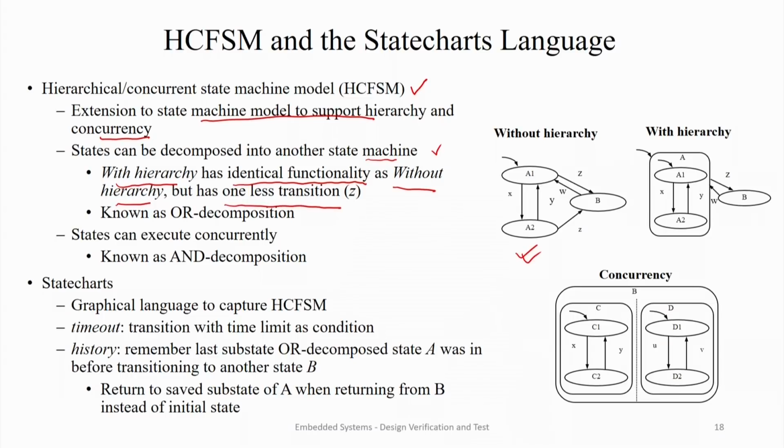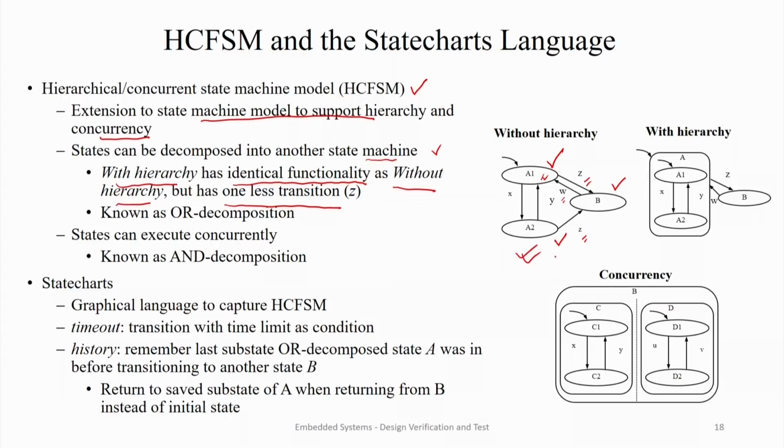So, let us see here, we have a state machine without hierarchy. This state machine has three states, A1, A2 and B. The initial state is A1 and you move to state B whenever you have this input Z. So, whenever you have this input Z, you go to state B, and at state B, whenever you get this input W, you go to A1 state. Okay. Now, this one is a general state machine that we have studied so far without hierarchy.